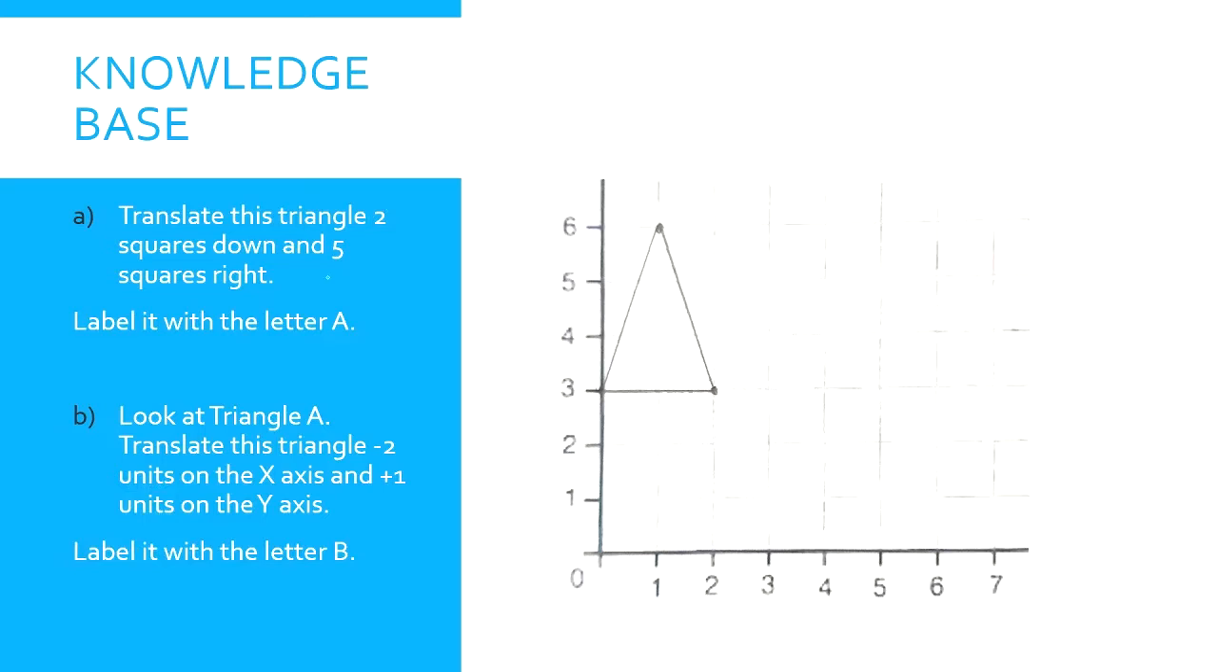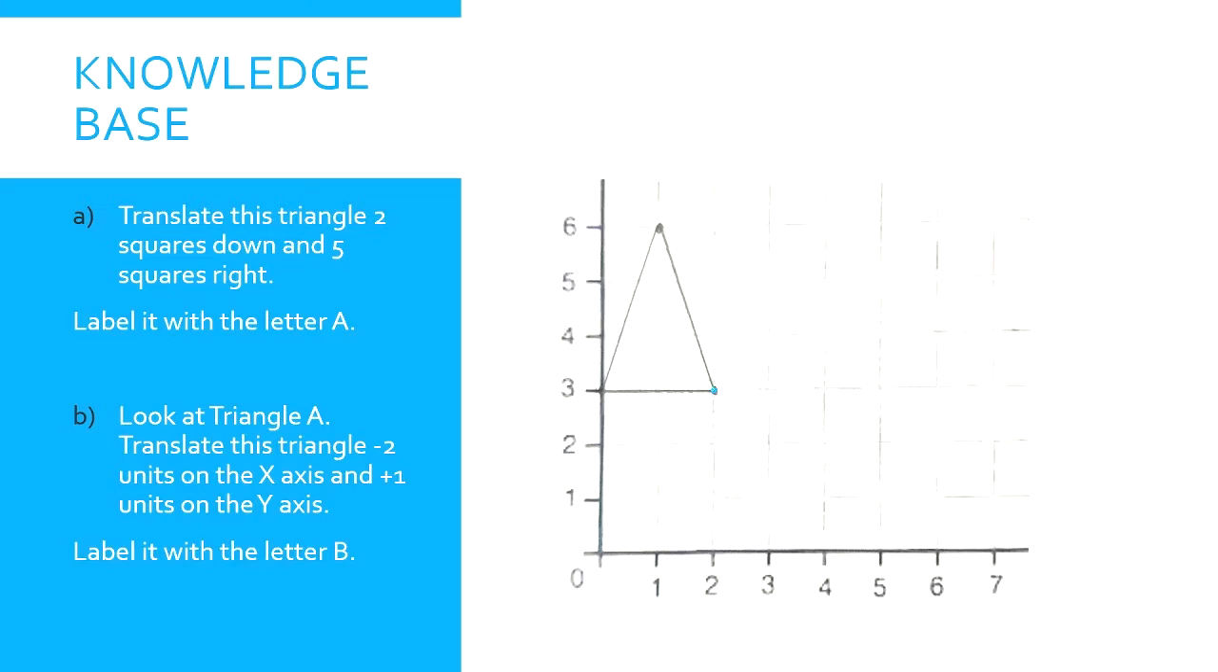So question A tells us to translate this triangle 2 squares down and 5 squares right. So in order to make sure I'm doing this correctly, I'm going to start with one of my points. I'll choose this one here. And very carefully just count in the directions we're asked to look at.